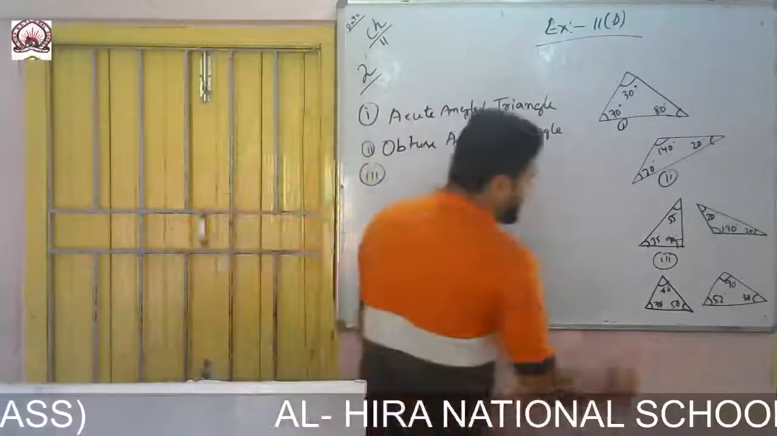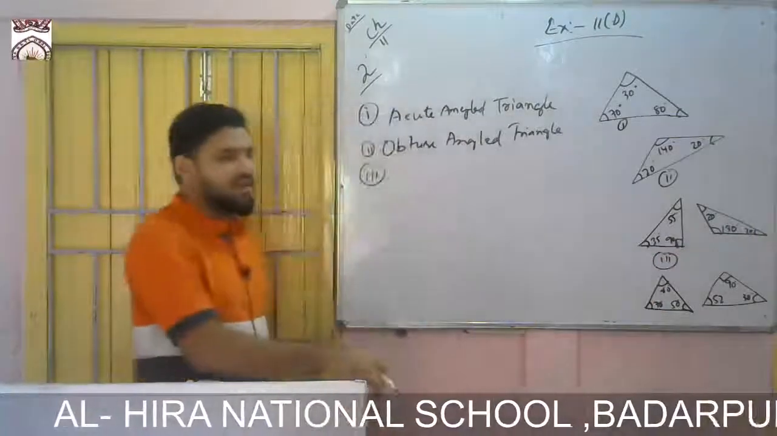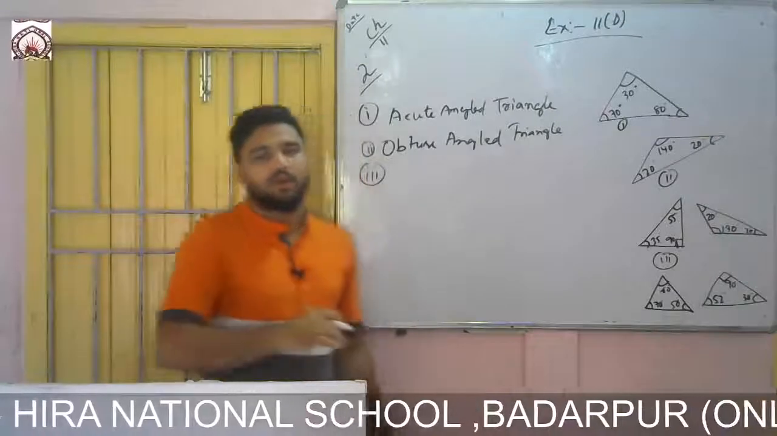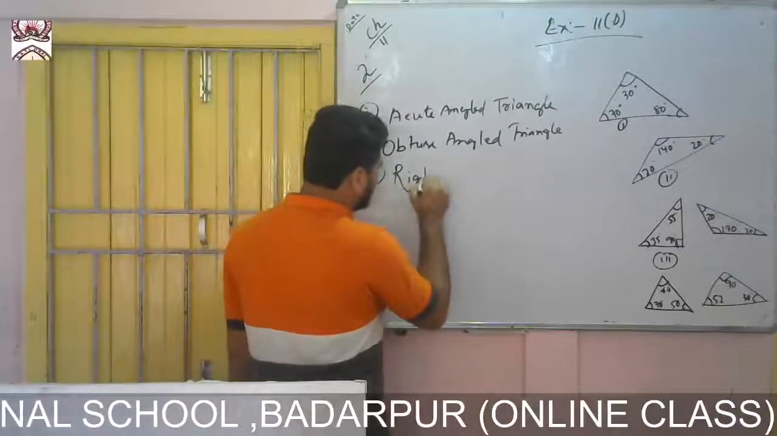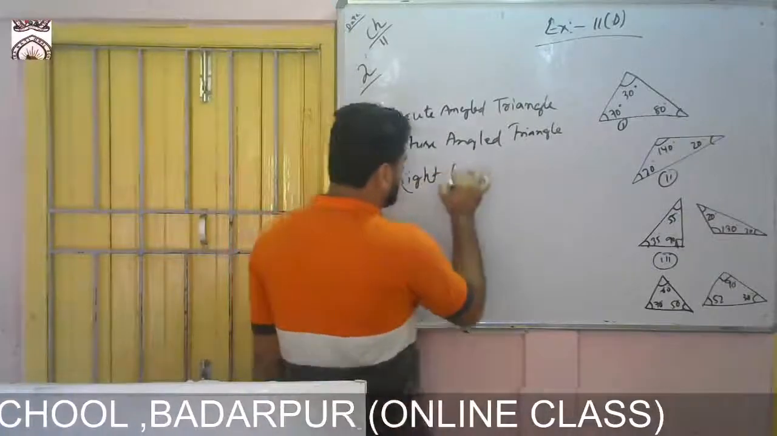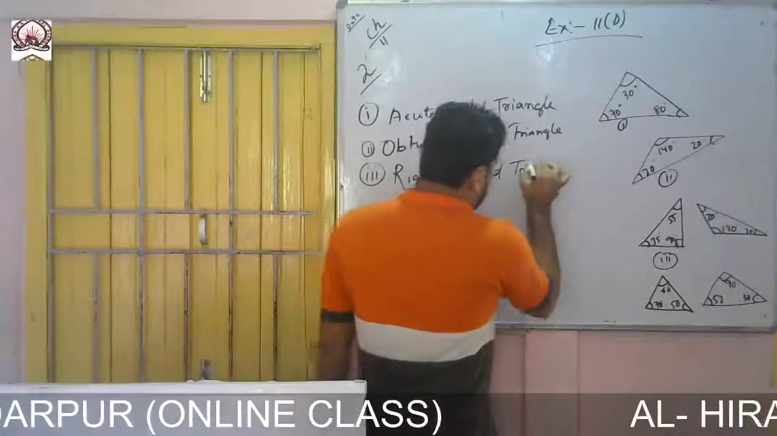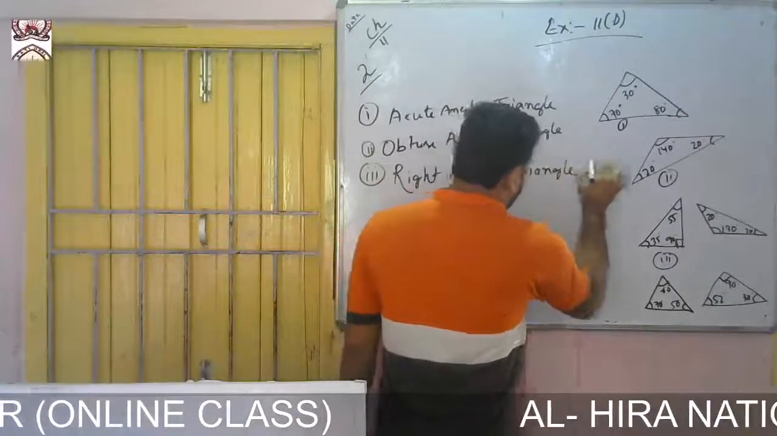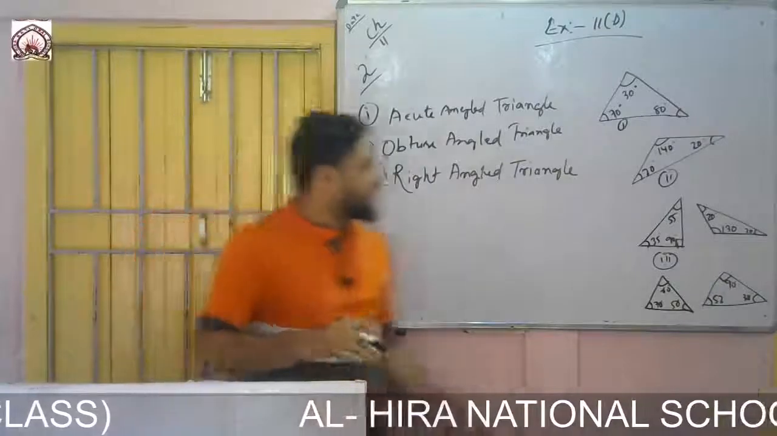In number 3 you see one angle is 90°, and I said that if in a triangle one angle is 90°, then it is called a right angle triangle. Okay. Now come to question number 4.